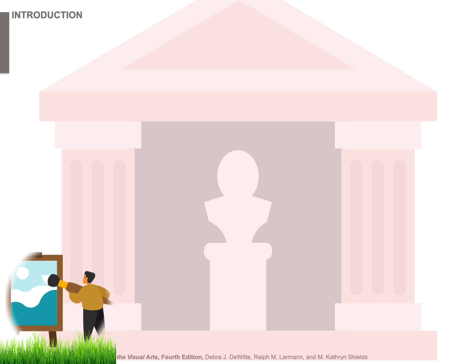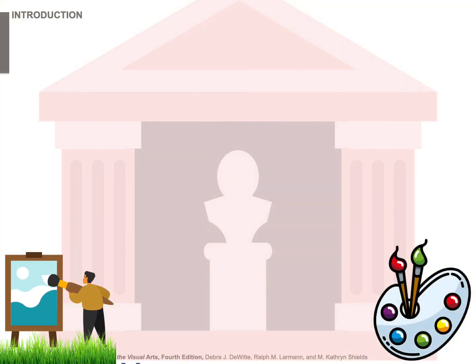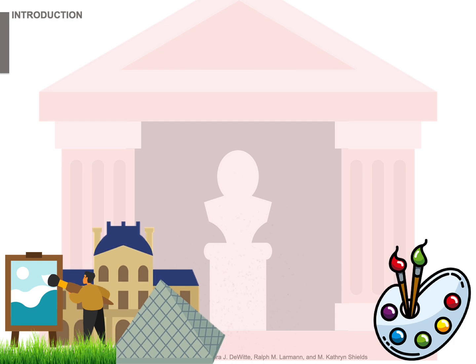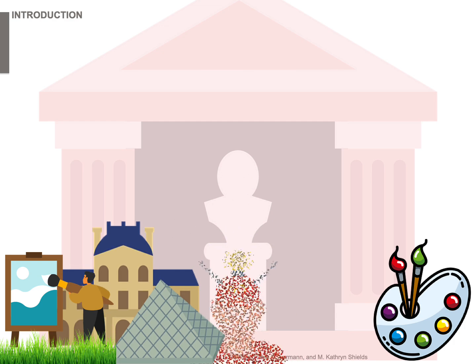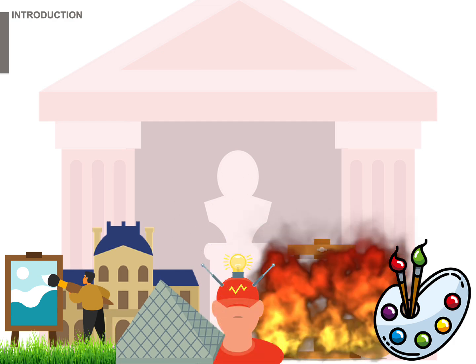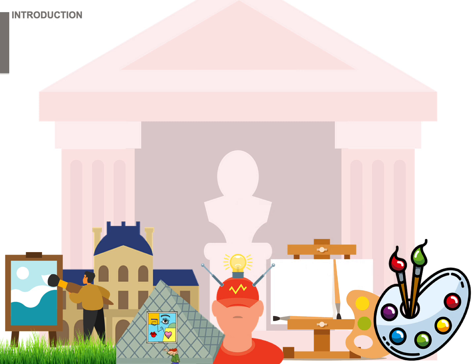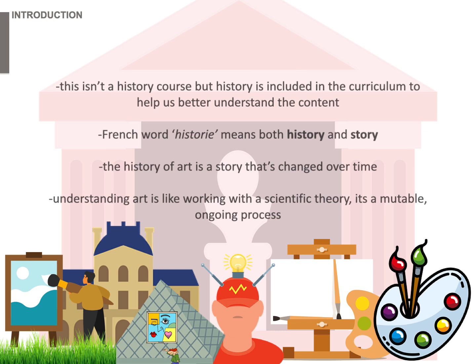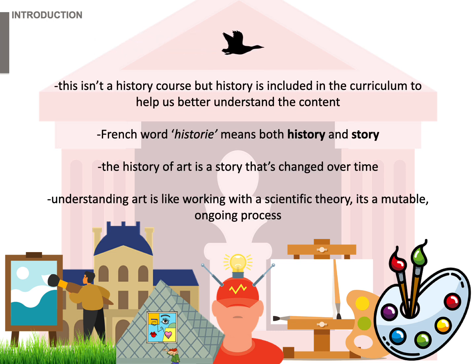Alright, I like to think of the French word histoire because it means history and it also means story. We can think of art history like a story. Another analogy for understanding art history can also be comparing it to a scientific theory in that both are mutable, changeable processes that get more accurate over time.